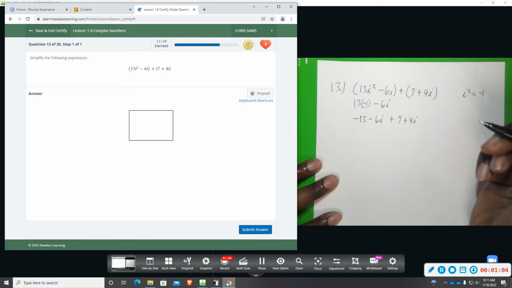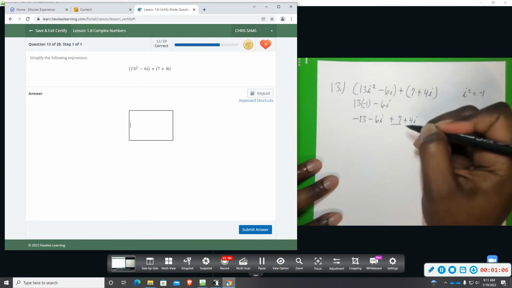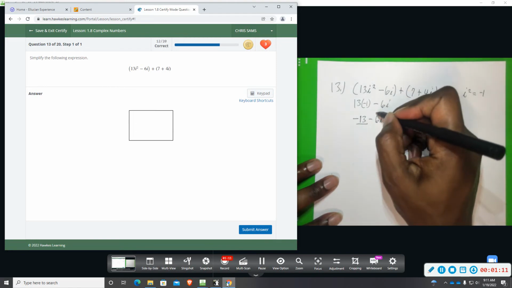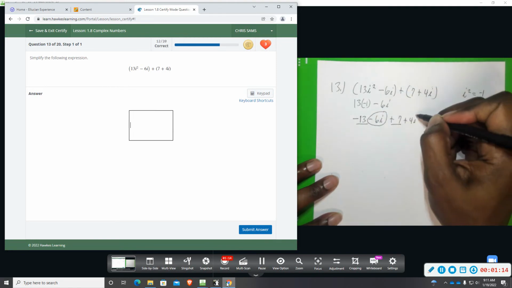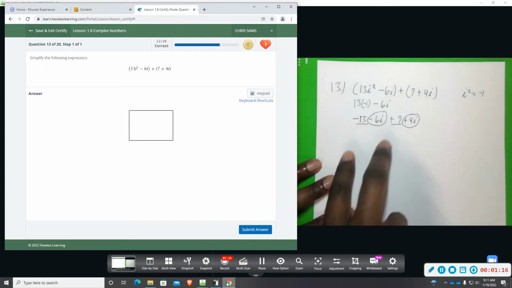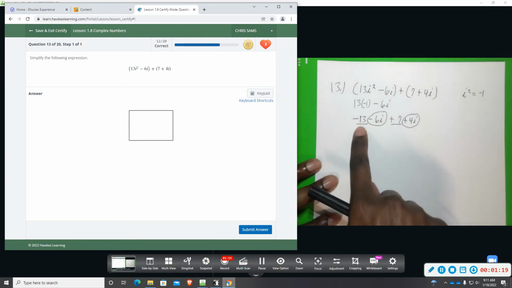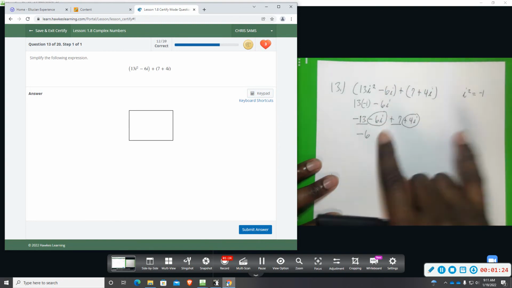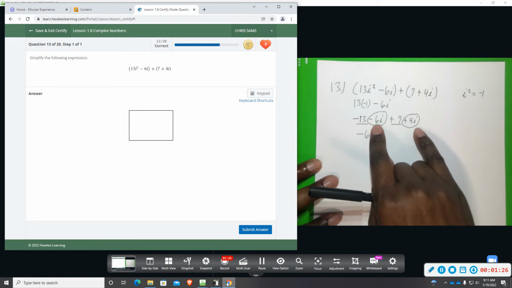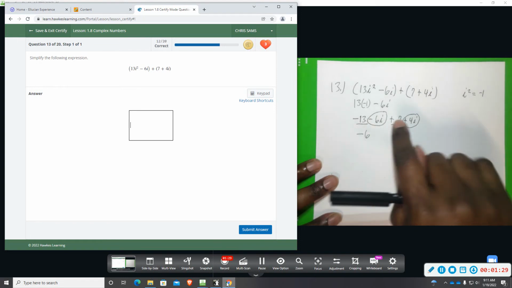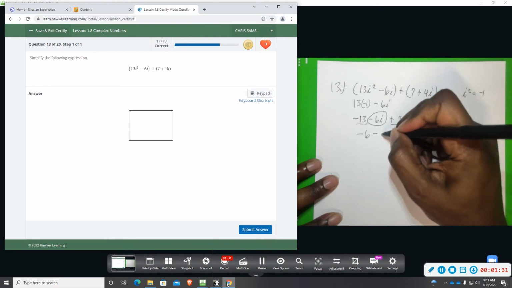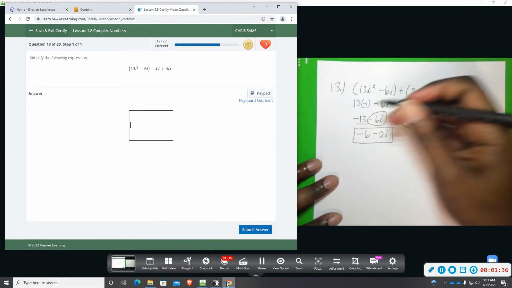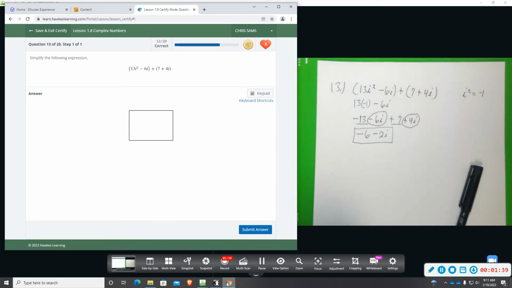Now I'm going to be combining like terms. So the number 7 and the negative 13, I'm going to combine those. And then the negative 6i, I'm circling it, and the positive 4i, I'm going to combine those. So when I combine the negative 13 and 7, that's going to give us a negative 6. And when I combine the negative 6i and the positive 4i, it's going to give us a negative 2i. So this answer will be negative 6 minus 2i.